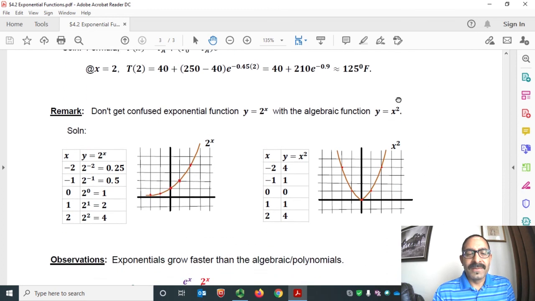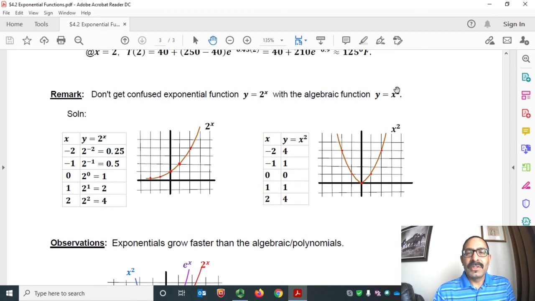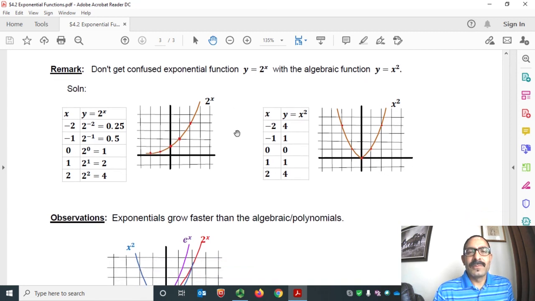So here is our final remark. Don't get confused between exponential functions and polynomial or algebraic functions. For example, y equals 2 raised to the power x. Here x is the independent variable and is the exponent, and in the other function x is the independent variable which is the base, and 2 is the exponent. So let's compare the graphs. Great. Now let's graph those functions.